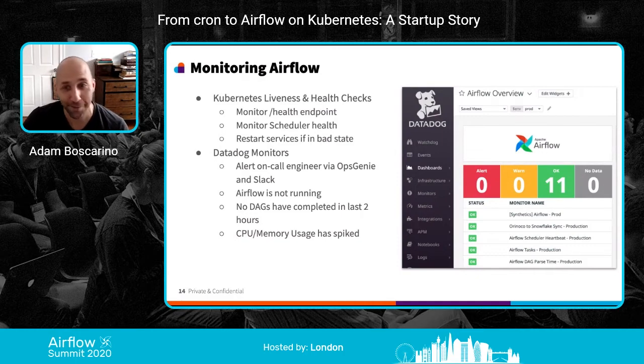Additionally, we're using Datadog to monitor other key pieces of Airflow, which will alert us to things like, is Airflow running? Have any DAGs finished in the last 2 hours? Or are we seeing a CPU or memory spike? If any of these things happen, our on-call engineer gets an alert, and we can address these before they start to impact stakeholders.